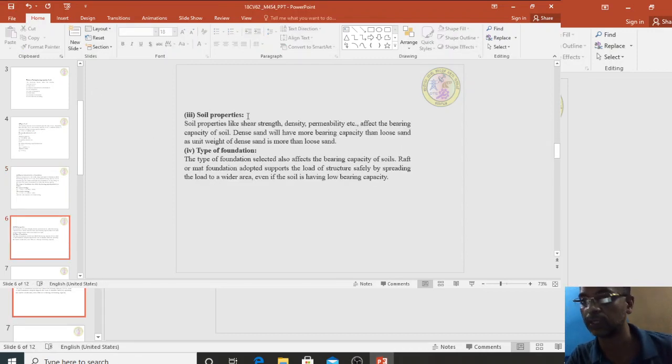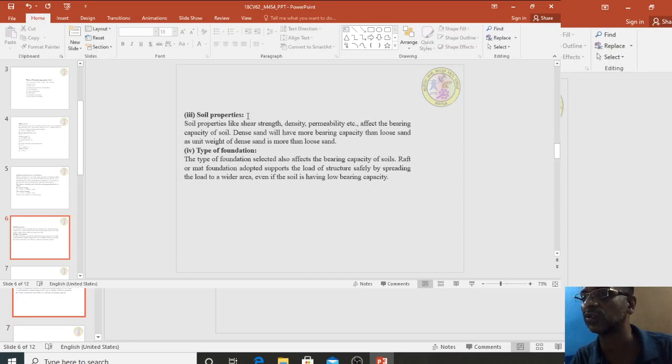Next, soil properties. Soil properties like shear strength, density, permeability, etc. affect the bearing capacity of the soil. Higher the permeability, lower will be the strength carrying capacity of the soil, or vice versa. For example, if you consider clay soil, permeability is low, but the strength carrying capacity is also low.